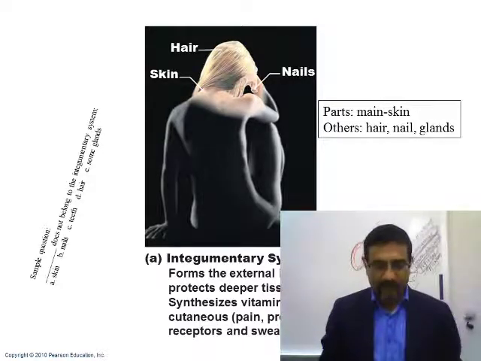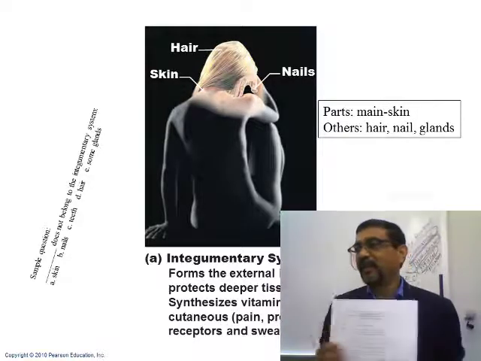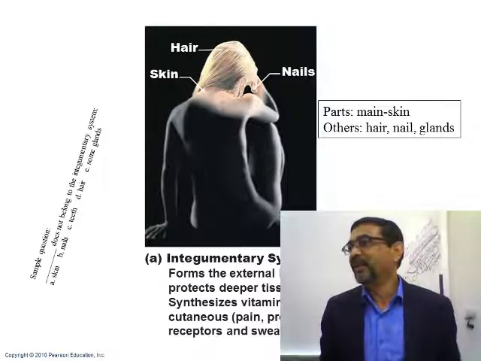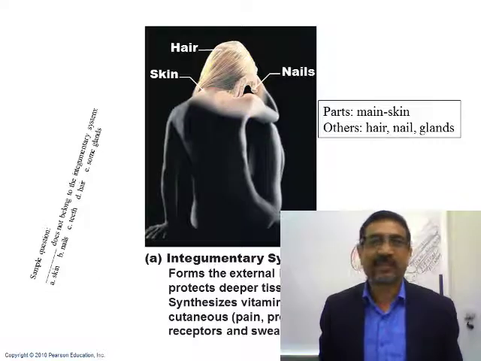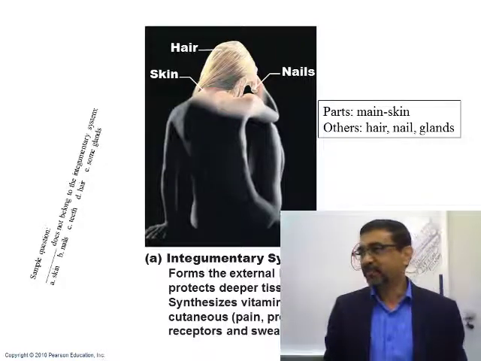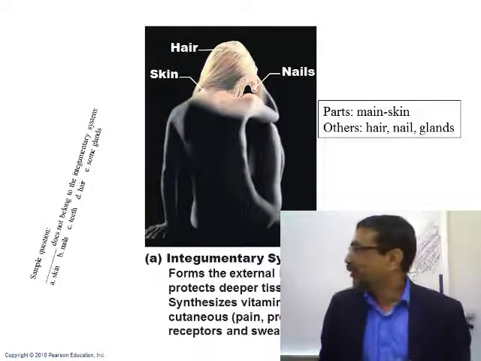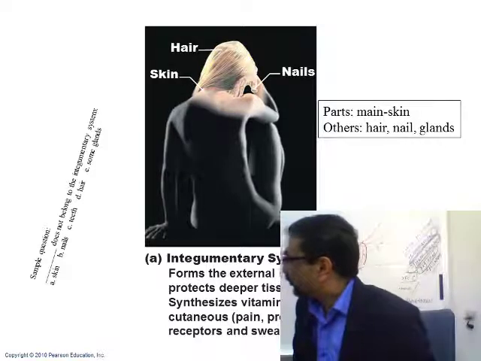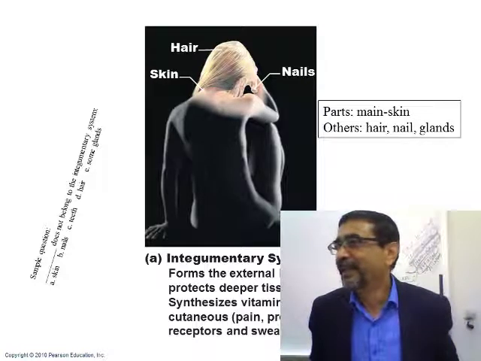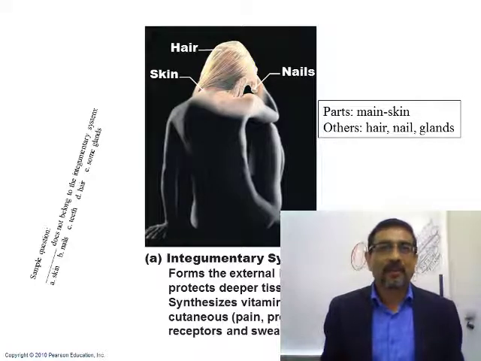Now, the important functions. By covering your whole body, your integumentary system protects your body, right, from outside harms. So, that is number one, protection. Number two, synthesis of vitamin D. How?